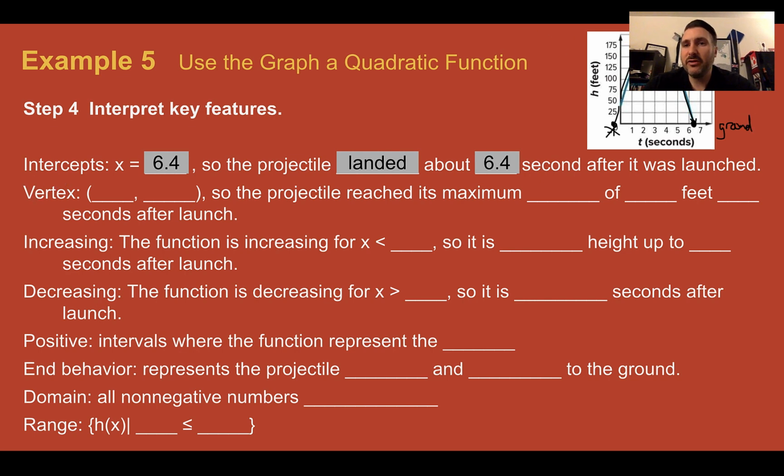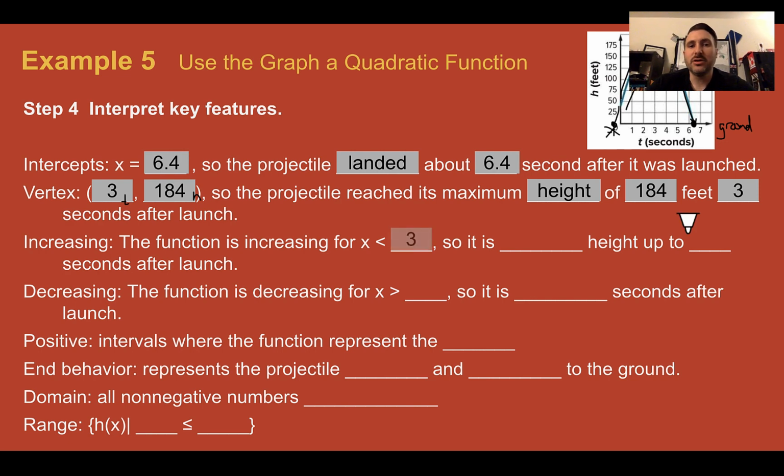For the vertex, we figured out that it was up here at 3 and 184. So what does that mean? The projectile reached its maximum height of 184 feet 3 seconds after it was launched. So this is your time, this is your height. At 3 seconds, it was at 184 feet. When is it increasing? Well, it's increasing until it gets to the vertex, so when x is less than 3. What does that mean? It is gaining height until 3 seconds. When is it decreasing? Well, after those 3 seconds, so when x is more than 3. So it's falling 3 seconds after launch.